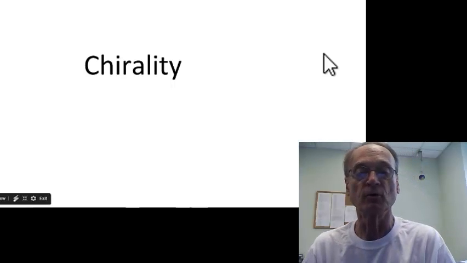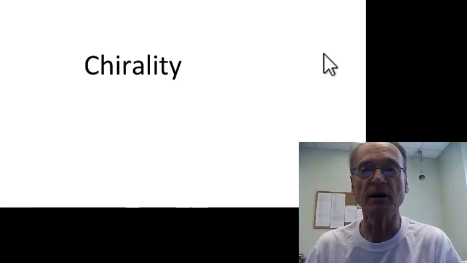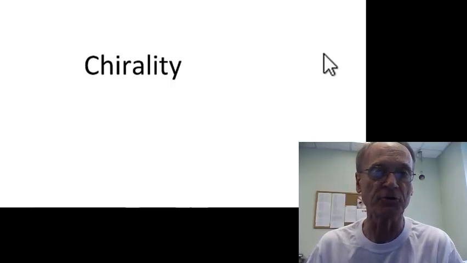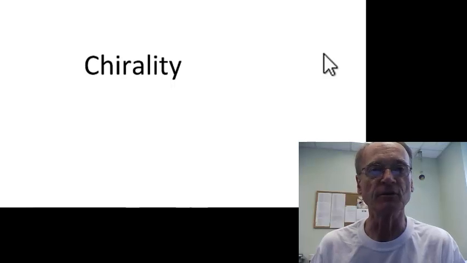Hello. In this video we will be discussing a concept called chirality. Turns out that some molecules, like some actual objects in the world, have a property called chirality. They are said to be chiral. Basically, chiral means handed. So some objects you can have a left-handed version and a right-handed version, which are not the same as each other.